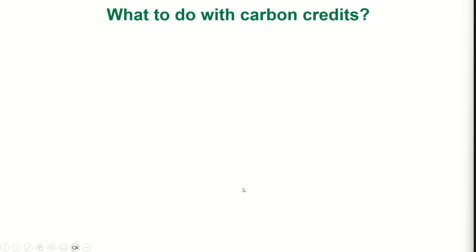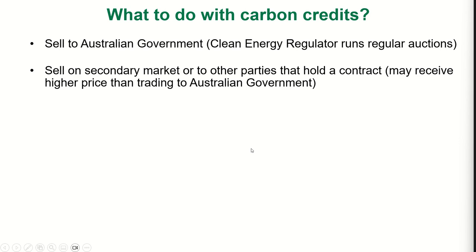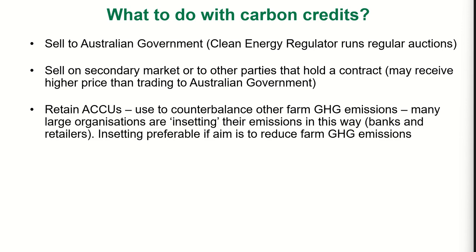So what do you actually do with the carbon credits when they've been awarded? There's many different things you can do, and that's a very important consideration. You can sell them to the Australian government. You can sell them on the secondary market, provided those parties hold a contract. You can retain them. This is the same as any carbon market, and they can be used to counterbalance your other farms' emissions. That's actually called insetting, so a lot of banks and retailers are doing that now. Insetting is preferable if you're wanting to market a low emissions or a carbon neutral product.